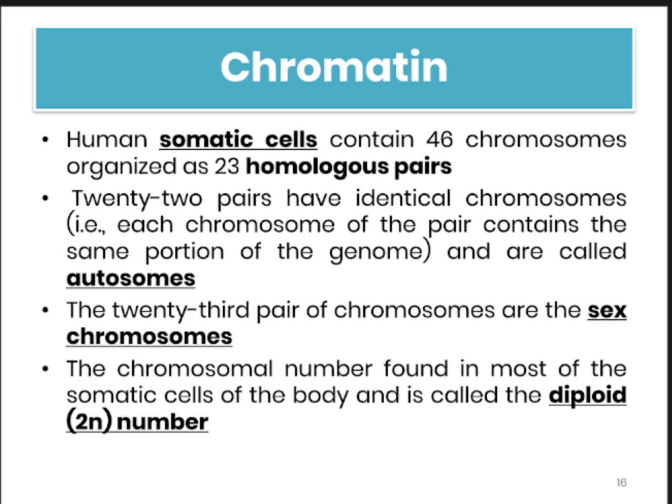You also have your sex chromosomes, that's the 23rd pair. The sex chromosomes determine an individual's sex and carry the genes related to sex characteristics. The total chromosomal number in most somatic cells is referred to as diploid or 2n number, which is 46 chromosomes.